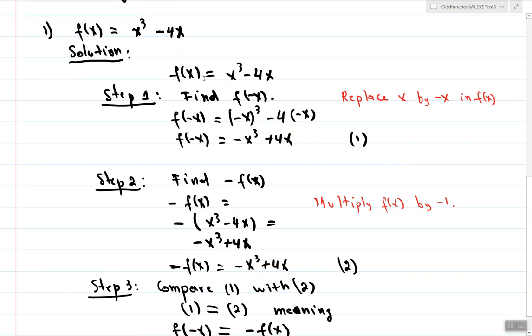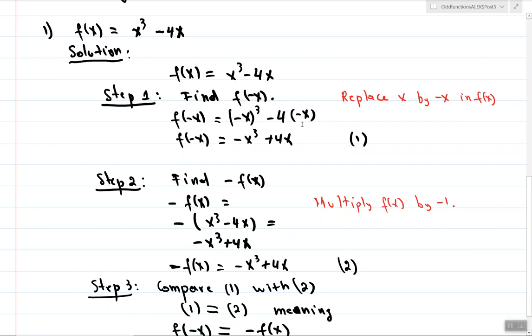So just go back to the function f of x and then just replace x with negative x. So you're going to evaluate this function at x equals negative x. Wherever you see x, you replace it with negative x. So like we did here, you get negative x quantity. Make sure you cube the whole thing. So negative x is cubed. The whole thing is cubed.